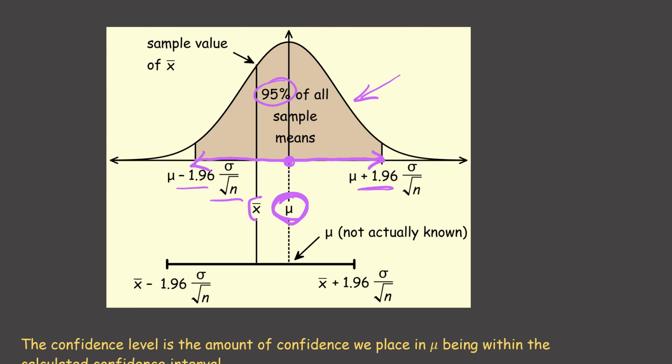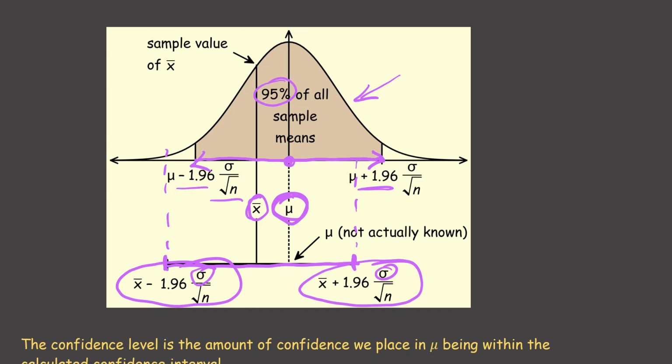Below here, we've taken a sample and we've got x bar. And here we have a confidence interval that is based on our sample mean. And notice that they're not the same. They are the same width because we've based them on the sigma. So this one is x bar take away 1.96 times sigma over root n, and this one x bar plus 1.96 sigma over root n.